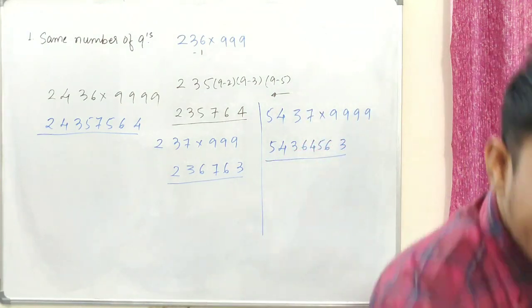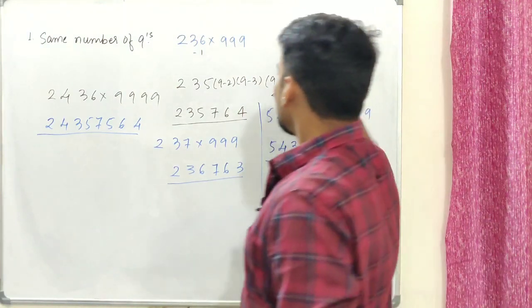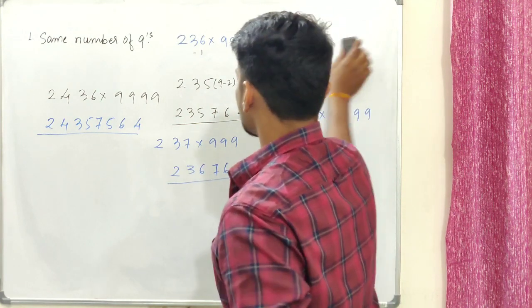Let me tell you the second type, when we have more number of 9s. What are we going to do over there?